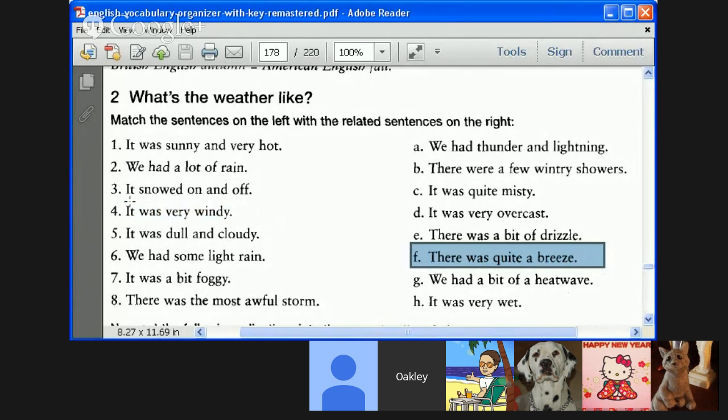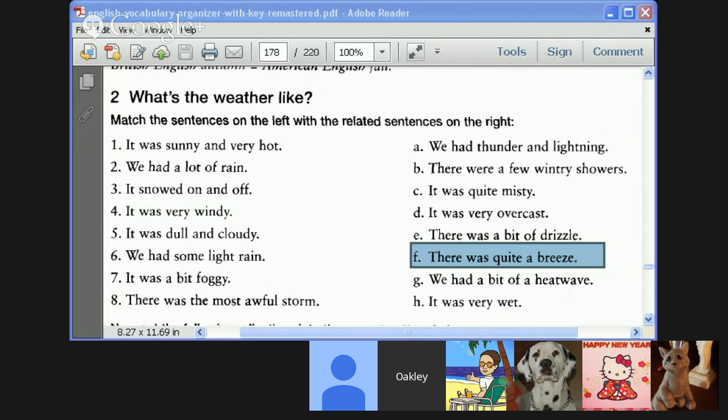Okay. What is the difference? A breeze. Another word that we use is a gust, or we can say it's gusty. What's the difference between a breeze and a gust? Again, we're talking about wind. So if it's breezy or if it's gusty, what's the difference?